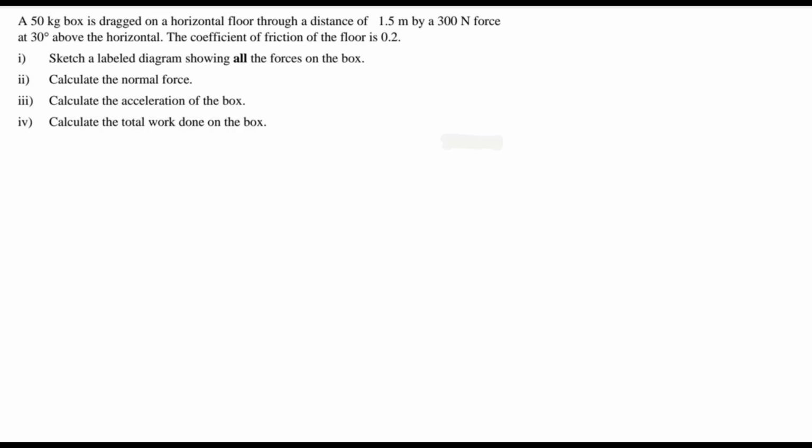A 50 kilogram box is dragged on a horizontal floor through a distance of 1.5 meters by a force of 300 Newton, and the force acts 30 degrees above the horizon. The coefficient of friction of the floor is 0.2. Question number 1: sketch a labeled diagram showing all the forces on the box.